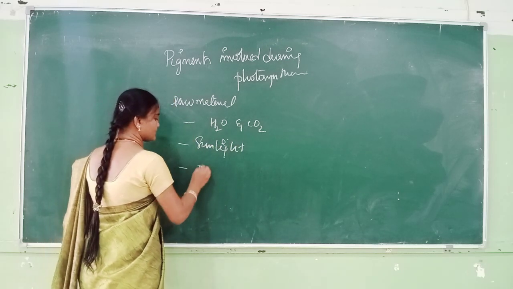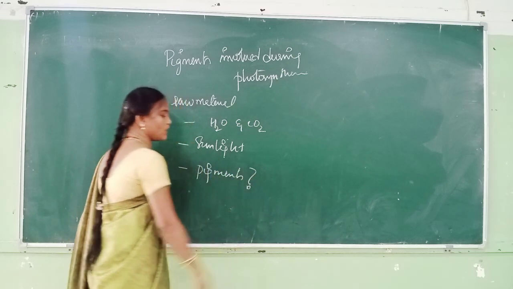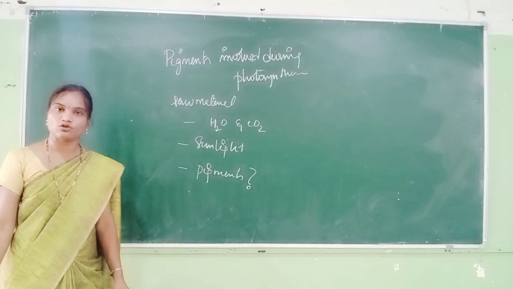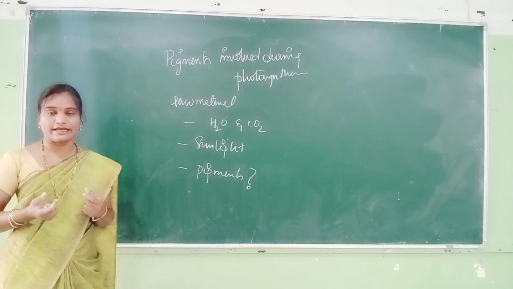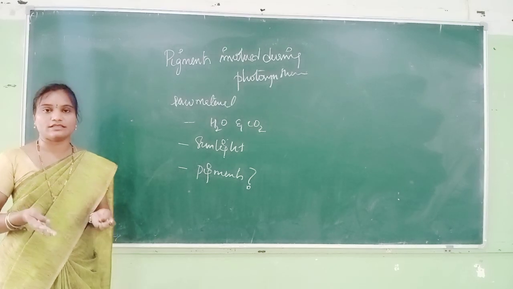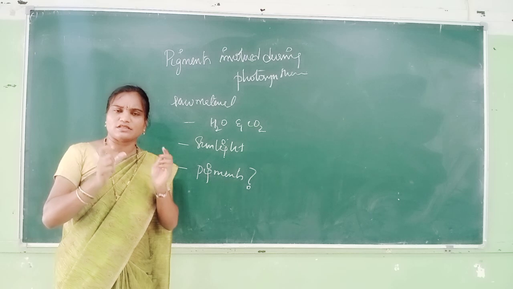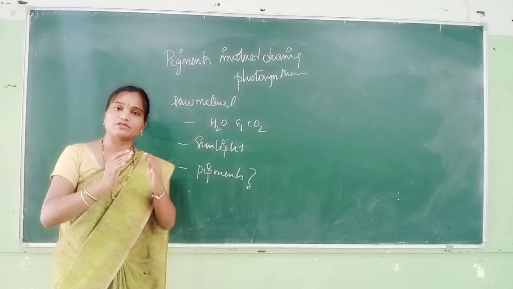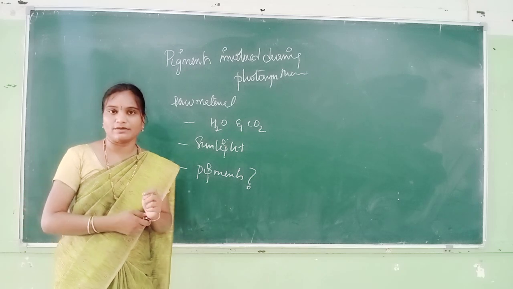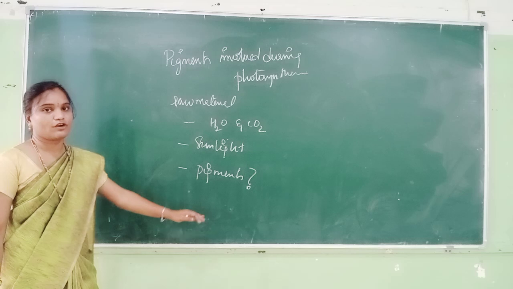Next, pigments. So what are pigments? Now the question arises, what are pigments? Pigments are those substances which absorb a specific light and reflect all others, isn't it? So that is a pigment. These pigments will absorb a particular wavelength of light from the sun and reflect all the others. So this is the main function of a pigment.